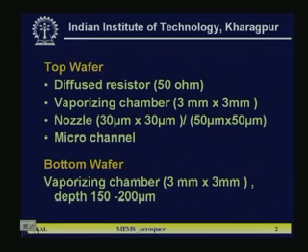Here, in the top wafer, we just fabricate diffused resistors of 50 ohms. The vaporizing chamber is 3 millimeter by 3 millimeter, the nozzle is 30 micron by 30 micron, and micro channels will be there. The bottom wafer has a vaporizing chamber of 3 millimeter by 3 millimeter, and the depth will be 150 to 200 micrometer.